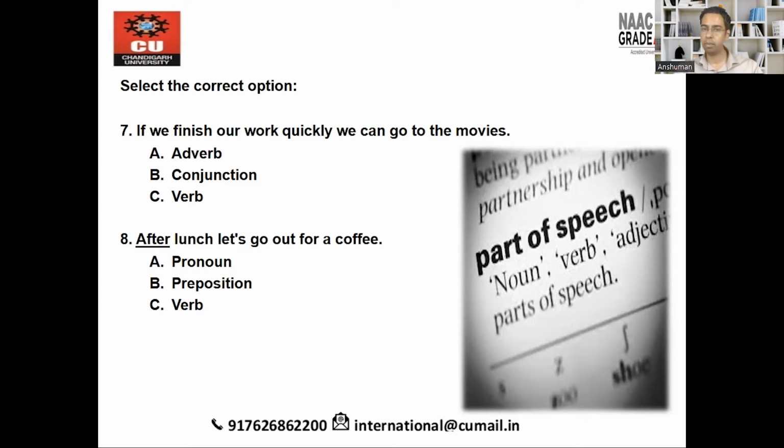If we see question number 8, after lunch, let's go out for a coffee. So again, after is underlined, which is a preposition, and it is talking about after lunch. So it is talking about when we will be going out for a lunch. So after is talking about the position. So that is why preposition will be the right answer.